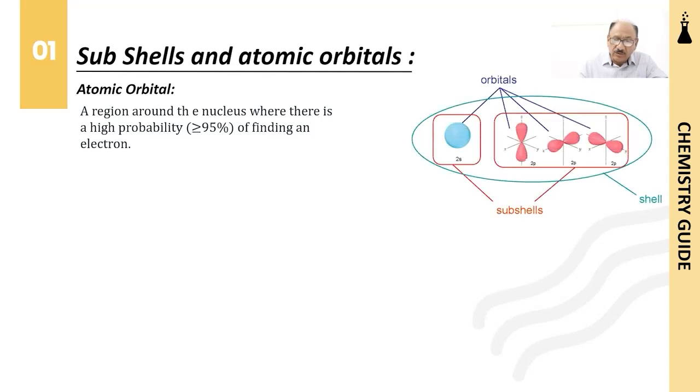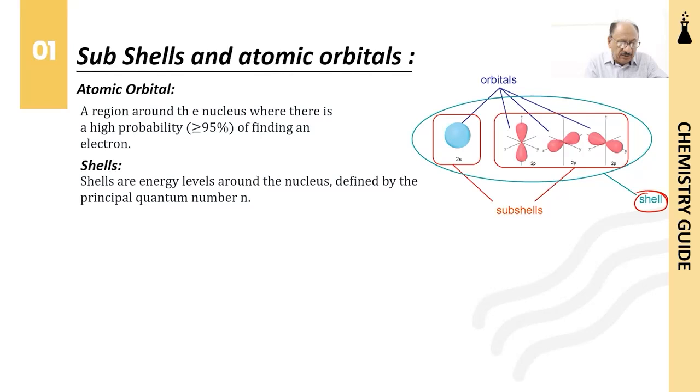So if we try to understand the concept of shells, subshells and orbitals, a shell is this whole thing. Shell is divided into subshells. Shells are energy levels around the nucleus defined by the principal quantum number n. So a shell can be the first shell 1, 2, 3, so n can be 1, 2, 3, 4. That is basically the principal quantum number.